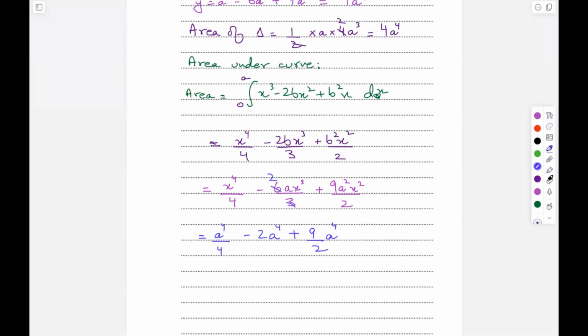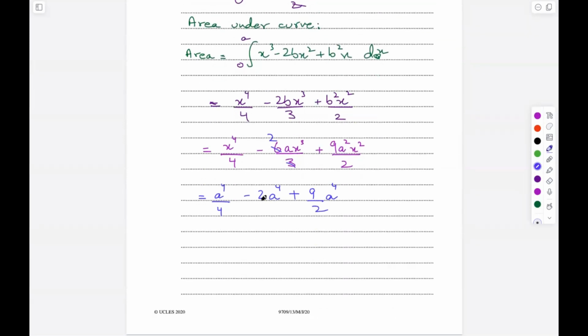When we substitute x equals 0 in all of these three terms, it becomes 0, so we can leave it as it is. Now simplifying this, taking the LCM, which is 4, we get a to the power 4 minus 8a to the power 4 plus 18a to the power 4. So 1 minus 8 is minus 7, minus 7 plus 18 will become 11. So the area under the curve is 11a to the power 4 upon 4.